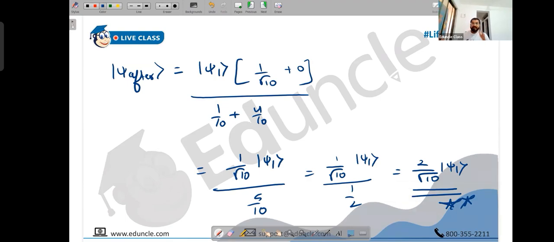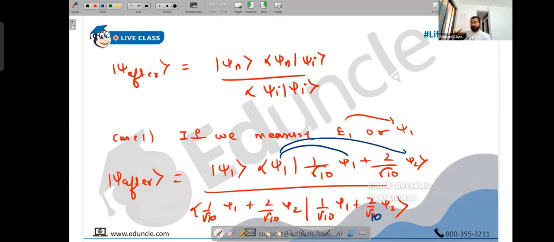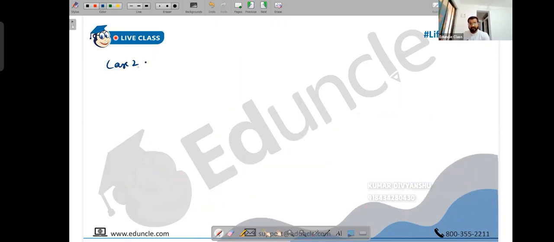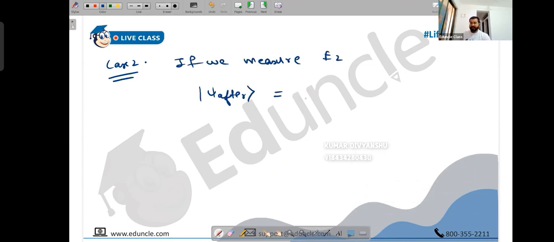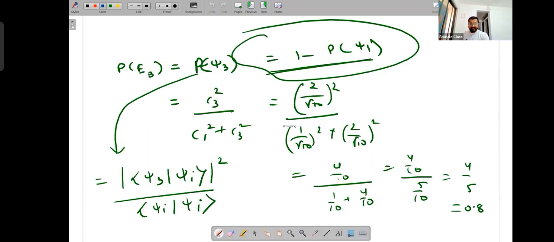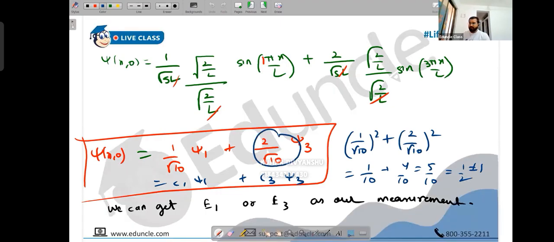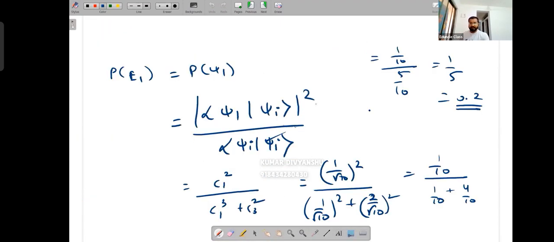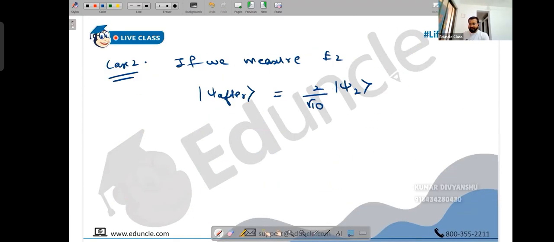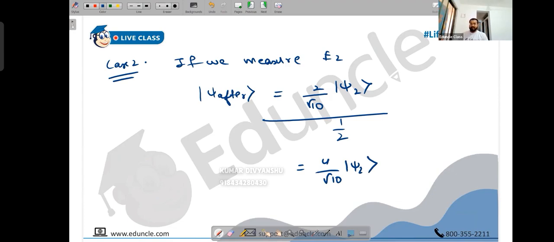Similarly, what will be the psi after in case 2, if we measure E2? You can directly understand from the previous time that it has to be some multiple of psi 2. As we just observed, 2 upon root 10 will be there, but in the denominator we'll have C1 square plus C2 square. Maybe we can take it as a small trick. So our answer here becomes 4 upon root 10 of psi 2. Clear, everyone?